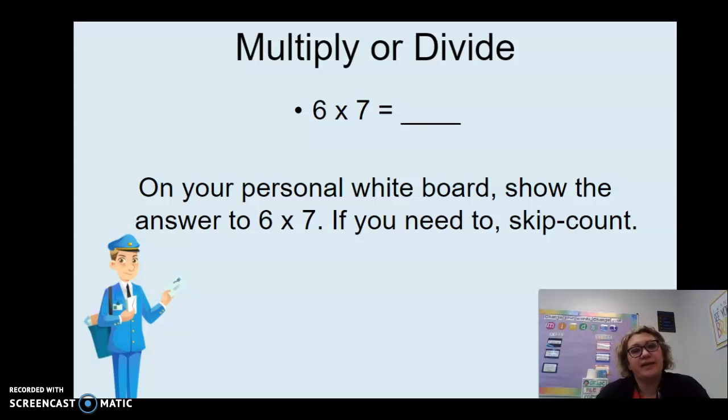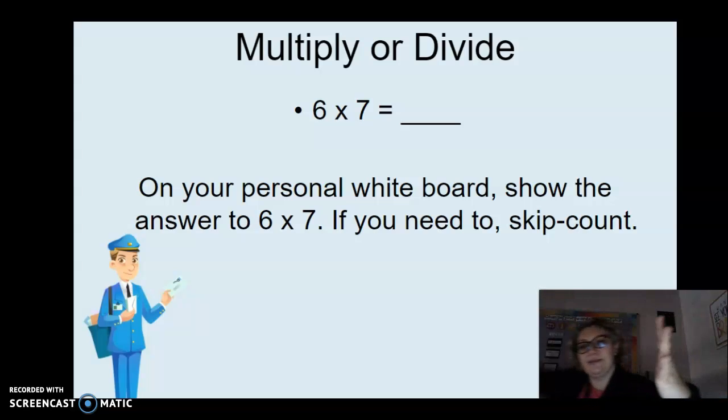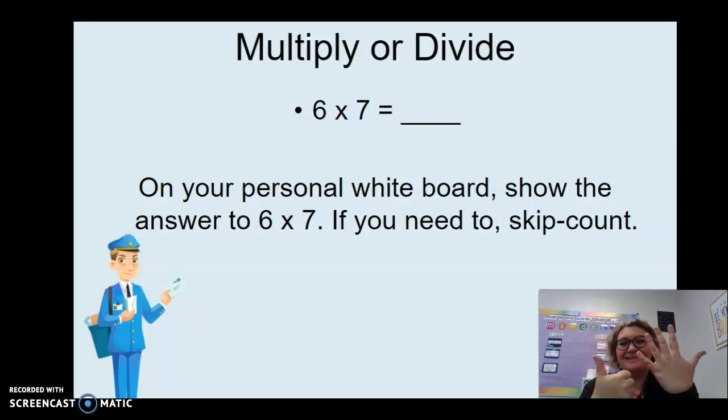If you need to, you can skip count. So let's start at 0 and skip count. We're going to count by 6s 7 times. Okay, here we go. 0, 6, 12, 18, 24, 30, 36, 42. So 6 times 7 equals 42.